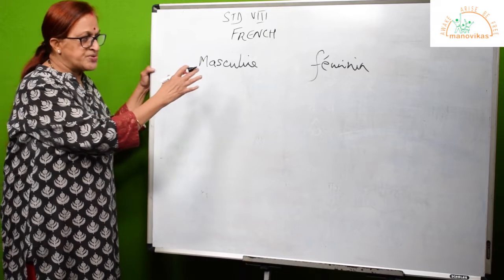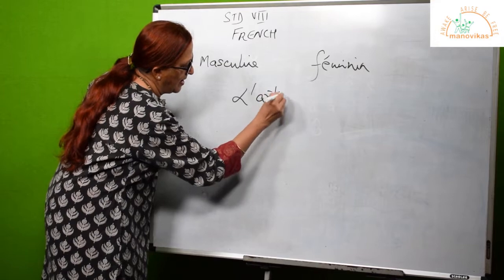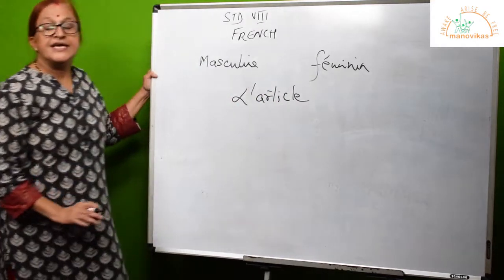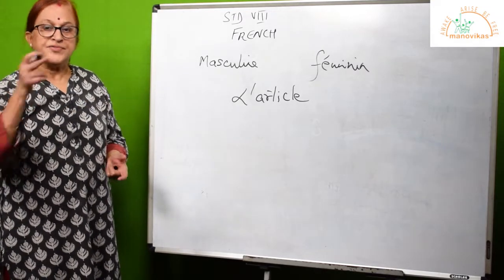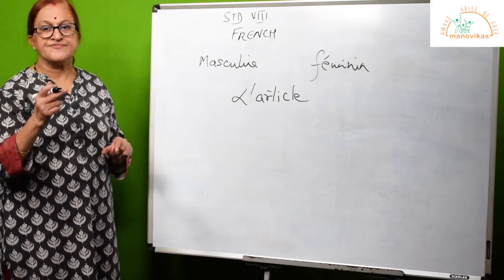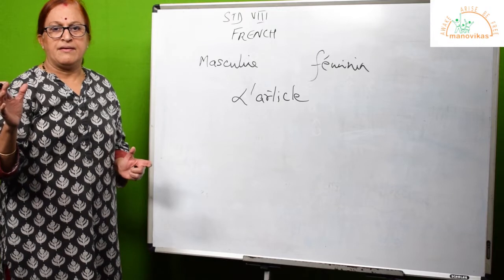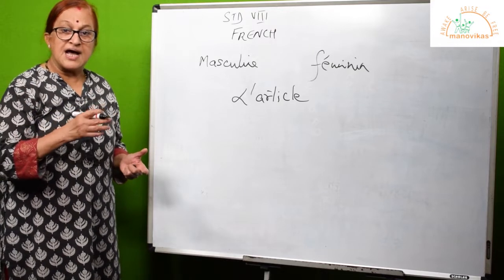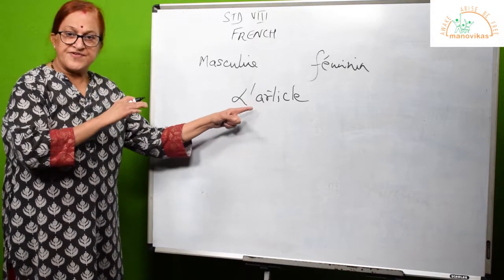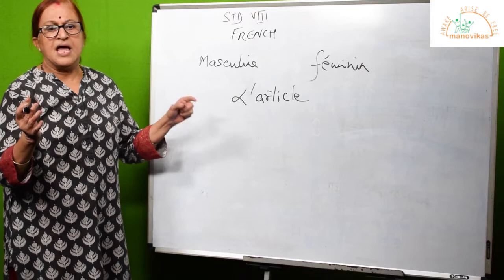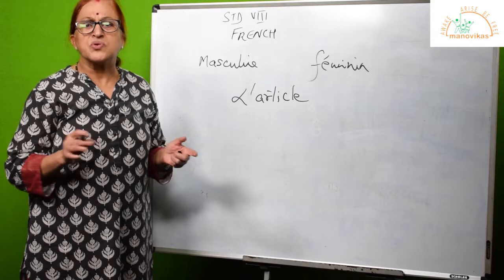But before we go on to that, I will start with the article. What is an article? In English, we say a boy or a girl or the boy and the girl. What is the difference between a and the? A is indefinite. I am talking of any boy. Whereas when I say the, I mean a particular boy. So, an article can be a definite article or an indefinite article. But in English, sometimes you don't use the article. We say, I go to school.